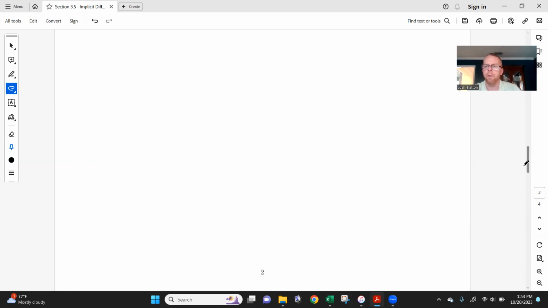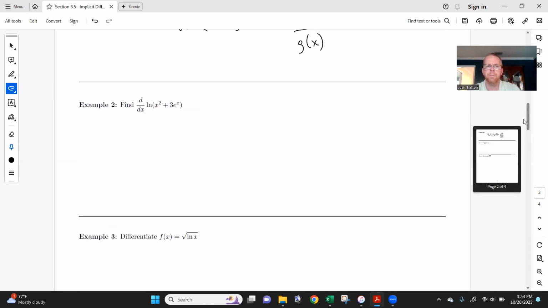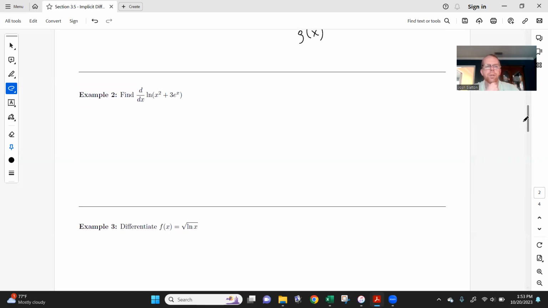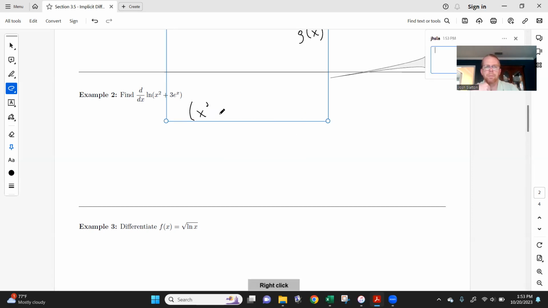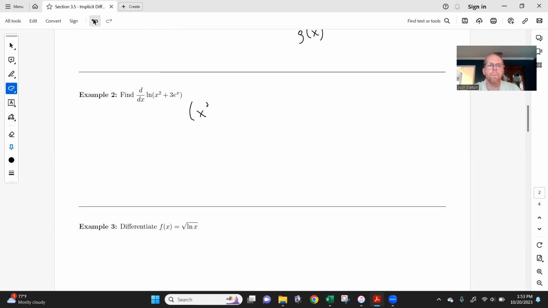So they save you a step, and keep things from looking quite as messy when you're starting out. So let's look at the next example. Now we're going to find the derivative of ln of x squared plus 3e to the x. So we can just use this that we saw up here, g prime of x over g of x. So if you like, we can just write x squared plus 3e to the x, prime, over x squared plus 3e to the x. We don't have to do anything with the bottom now.